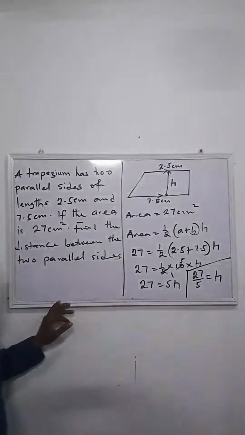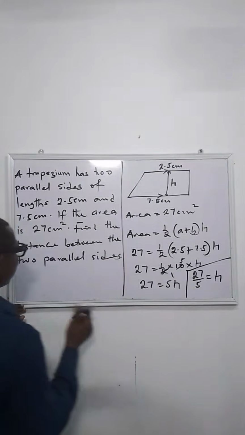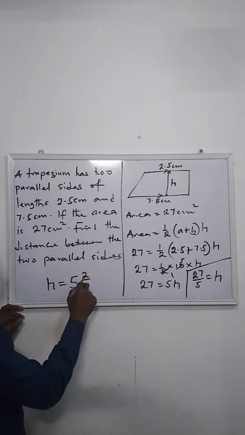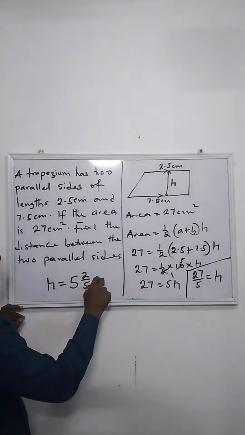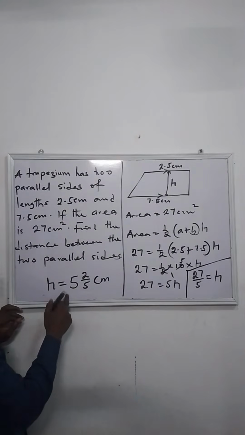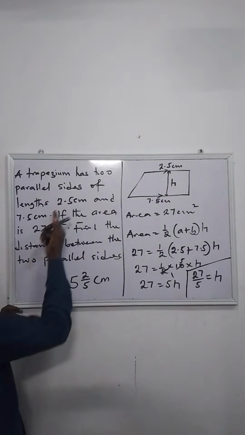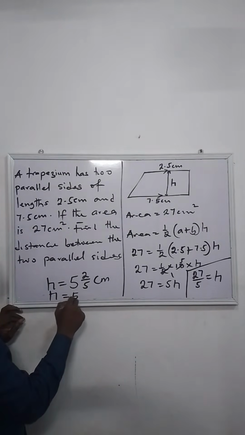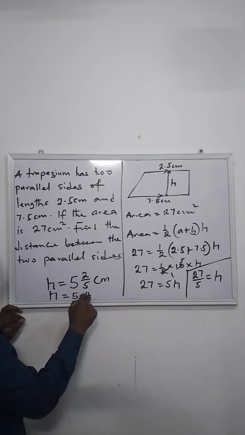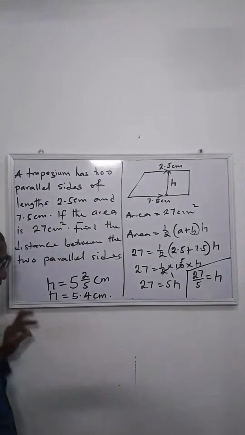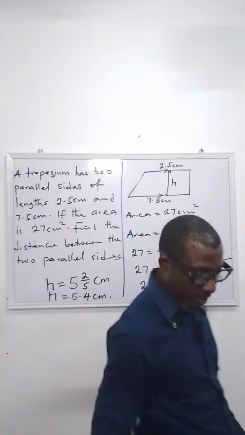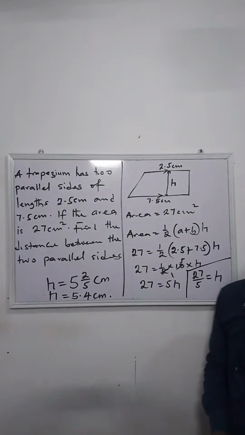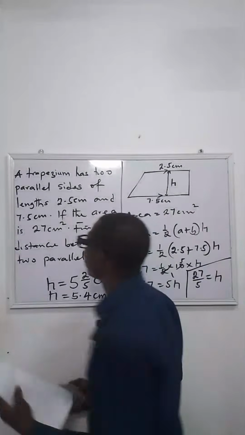So what do you have as your answer? So how many 5 are you going to see here? That is, h is going to be 5 whole number 2 over 5. That's going to be in centimeter, or in decimal, because these are in decimal, so you can write your height as 5.4 centimeters. So that's the height, the distance between the two parallel lines. So I hope you all understand that. All right, so let's quickly move down to another question.